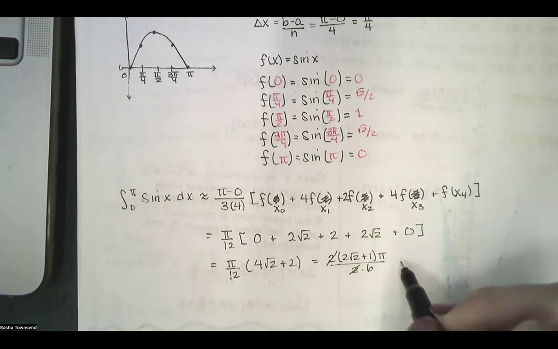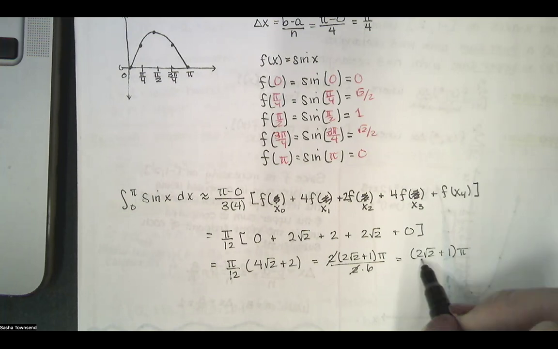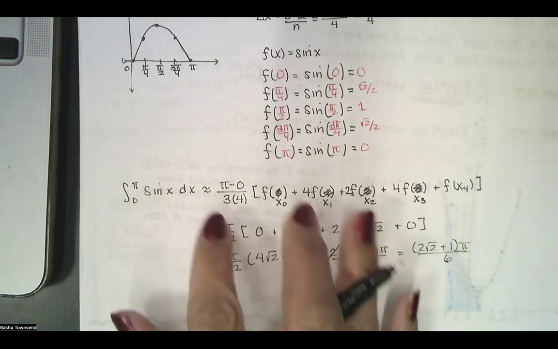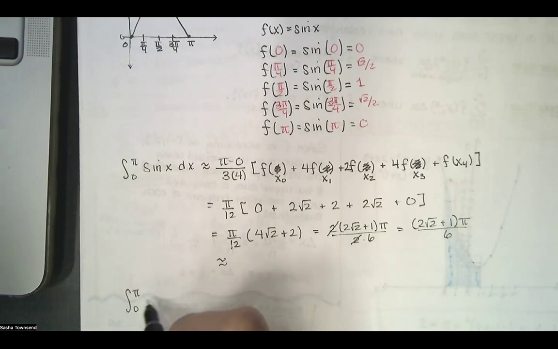And the 2's reduce. So we get 2 root 2 plus 1 times pi divided by 6. I don't know what that is approximately, but that's an approximation of that area. And if we wanted the exact value of the area, we could always just use the fundamental theorem of calculus.